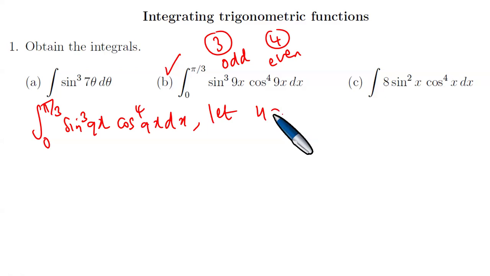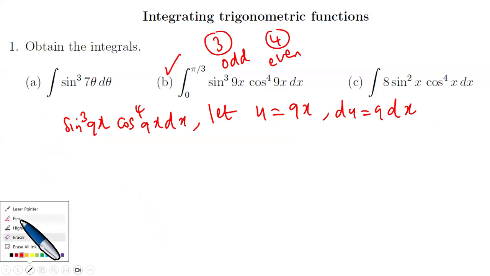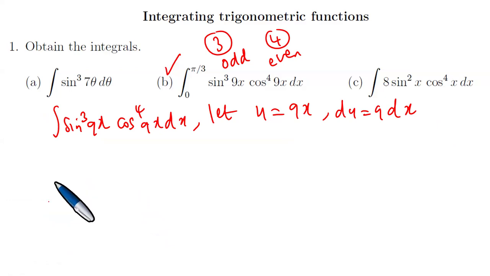We let u be the same as 9x. du is exactly 9 dx, like so. Now the best is sometimes you just leave out the limits of integration, perform the integration, and then you can put in the limits of integration later on. That becomes the strategy, because you need to devote much of your time to making sure that first we get the correct integration, and then we can take the limits of integration.